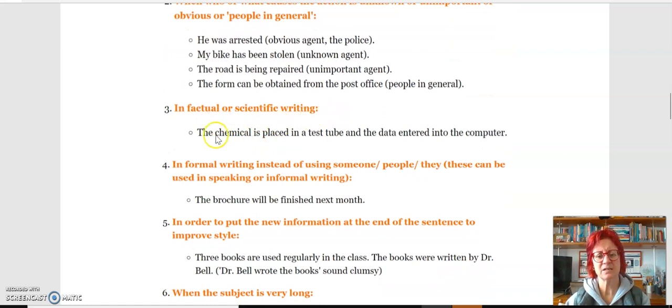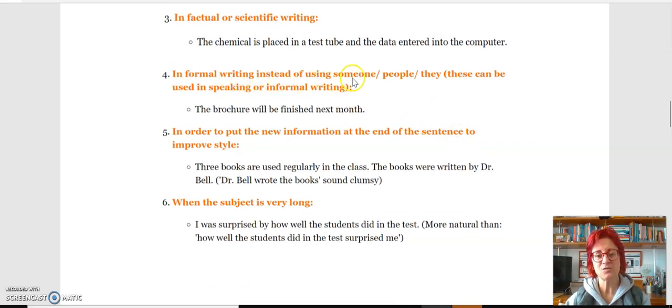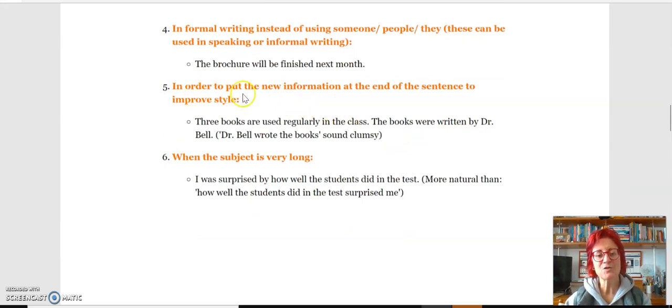In scientific writing, the chemical is placed in a test tube and so on. Right? In formal writing, instead of using someone, people, they, we can say the brochure will be finished next month. Okay? Again, we don't need to use the active. Or in order to put the information at the end of a sentence to improve the style of writing in a report, in a book, in a novel: free books are used regularly in the class, right? Or when the subject is very long, also for questions of style.